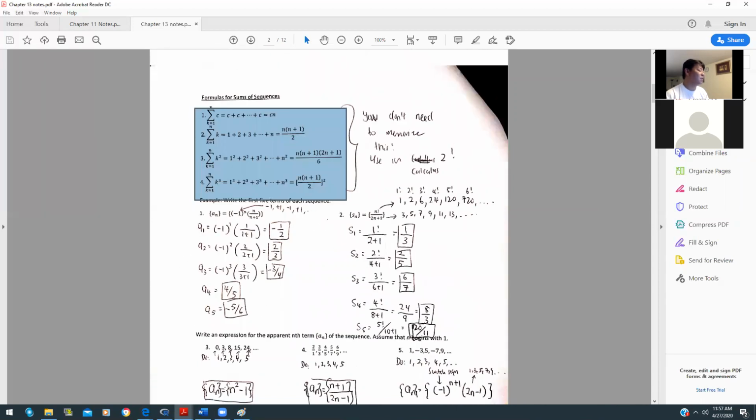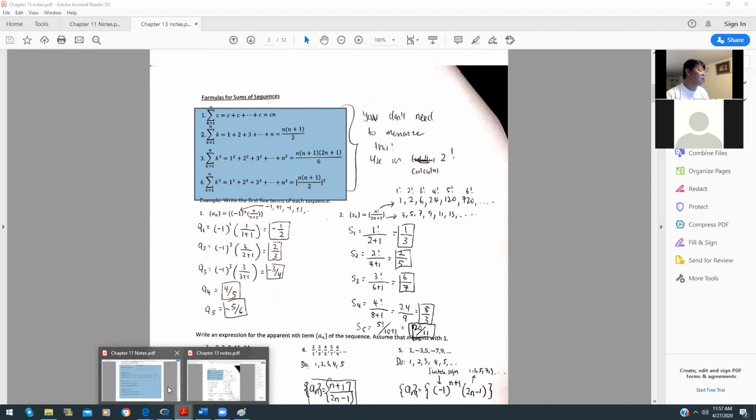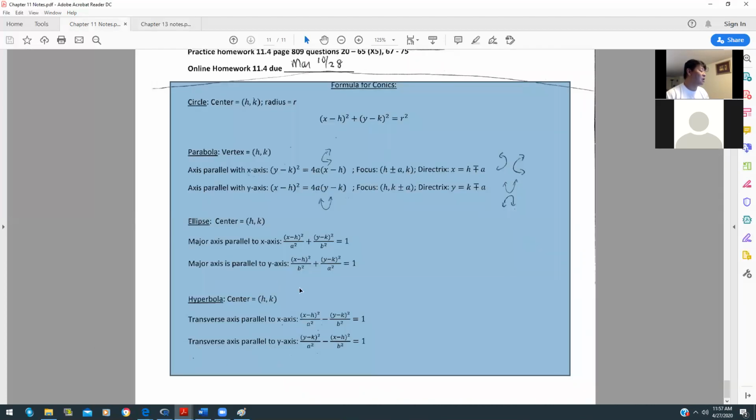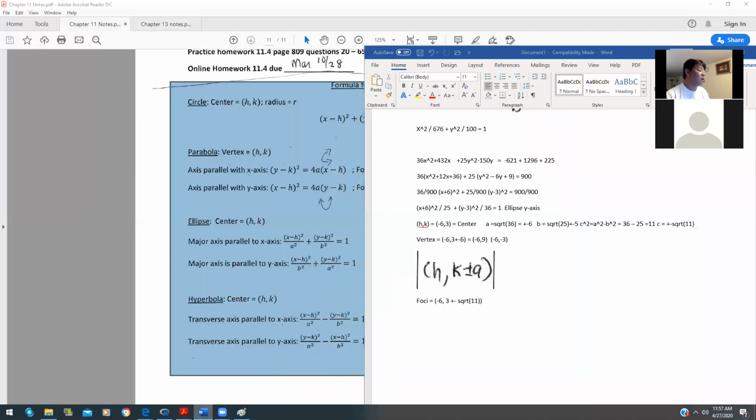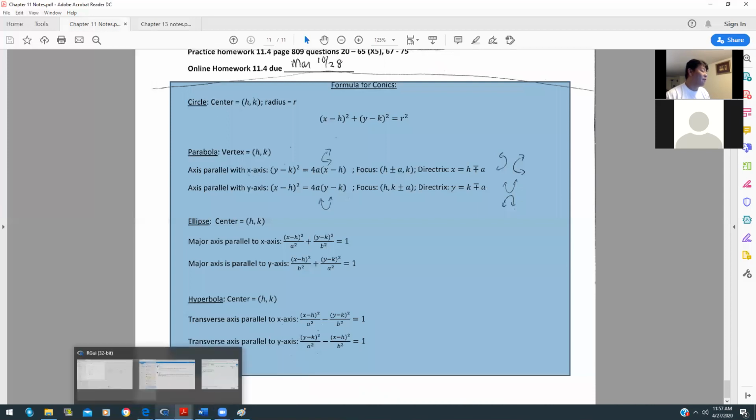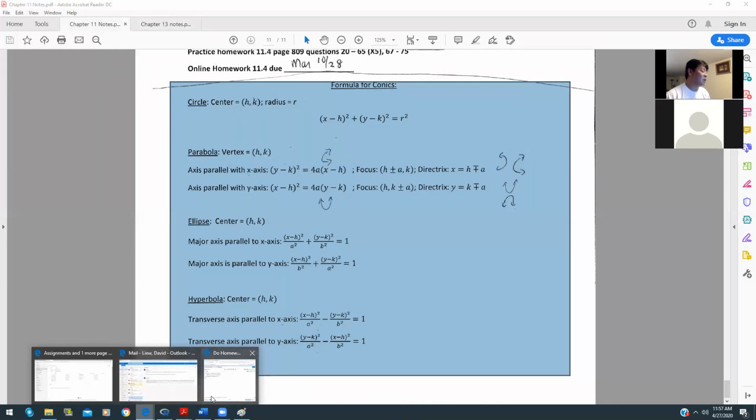This one, and the one in the conic section here. Make sure you use that formula. I will also provide that formula for your tests and your finals. So there are formulas provided to you.